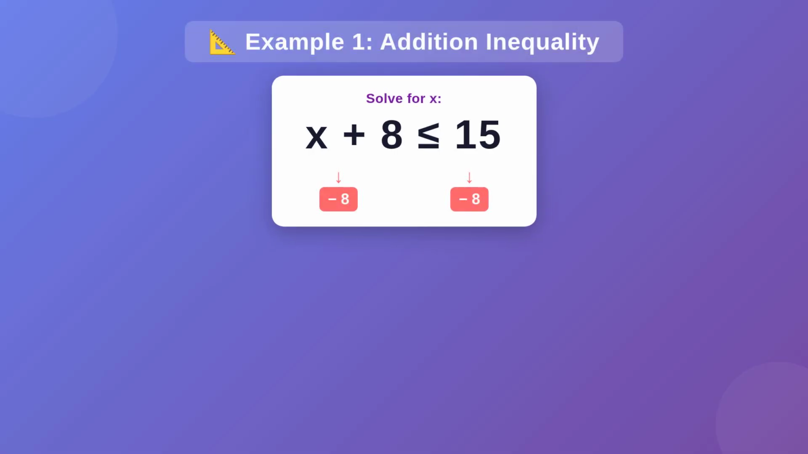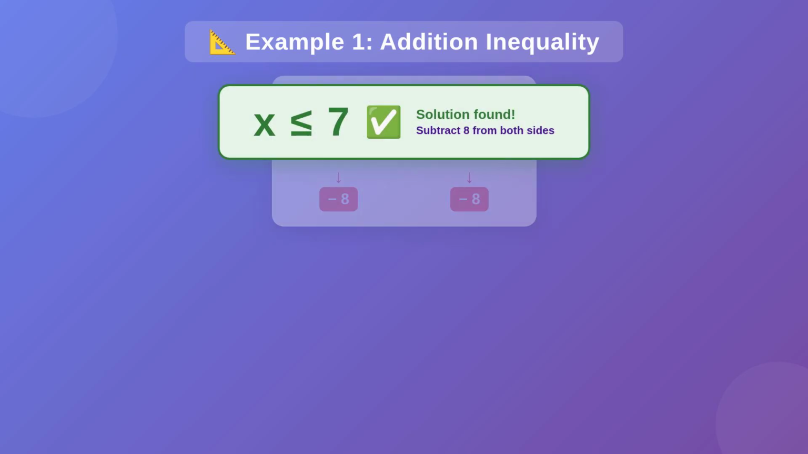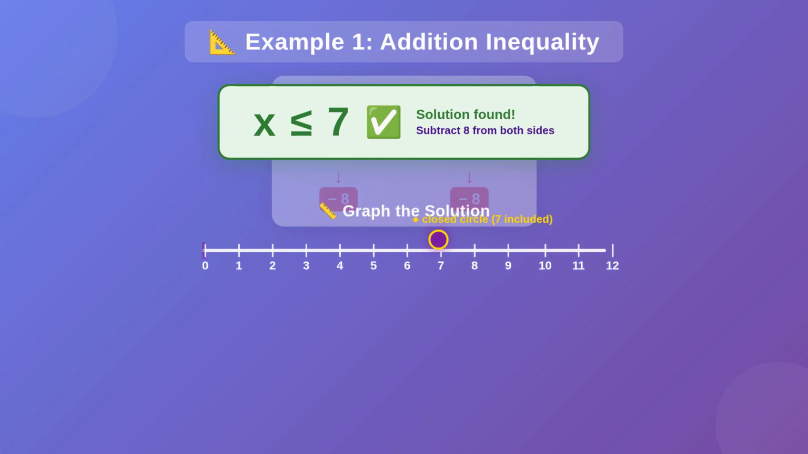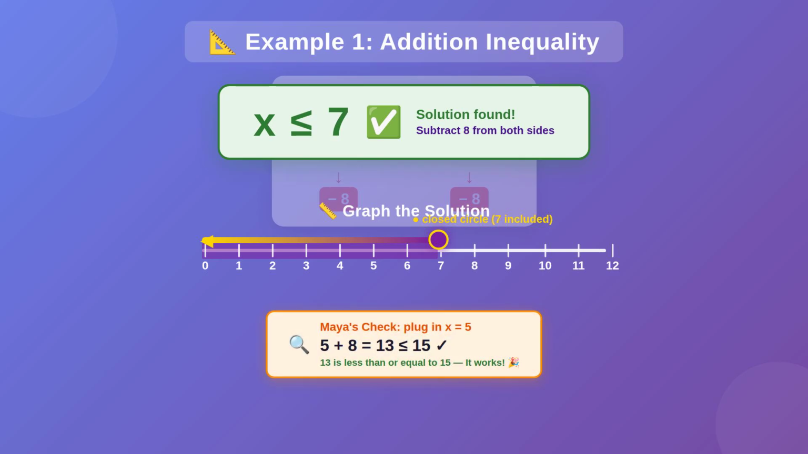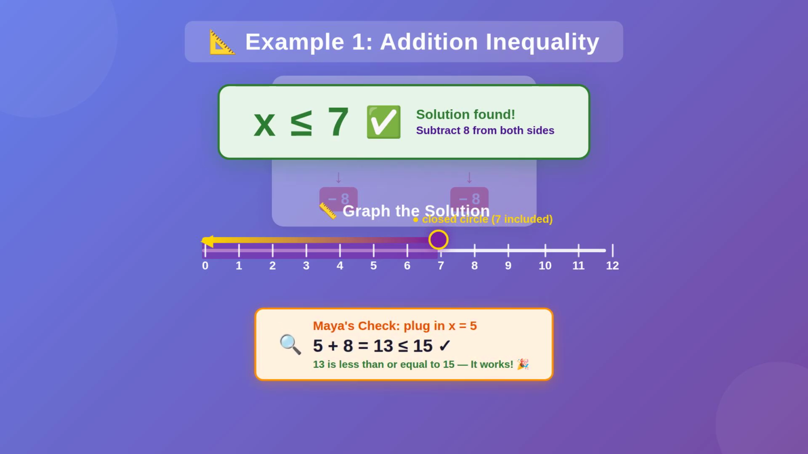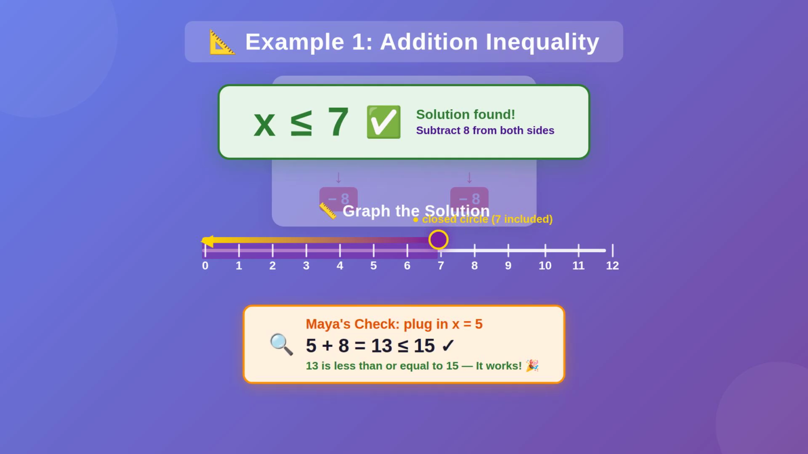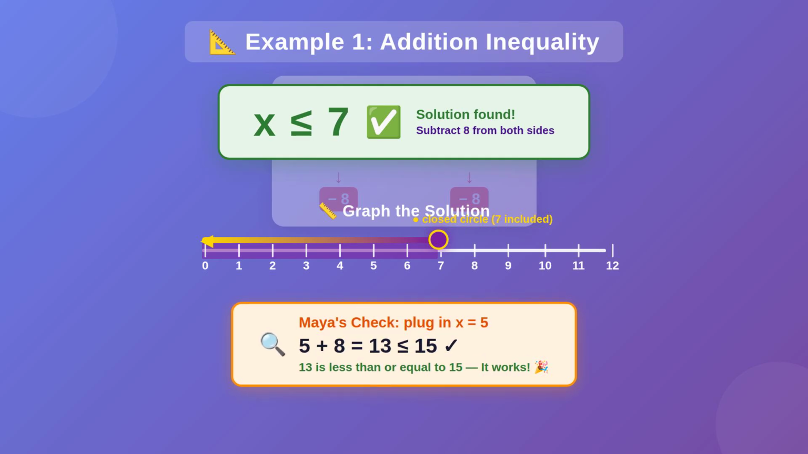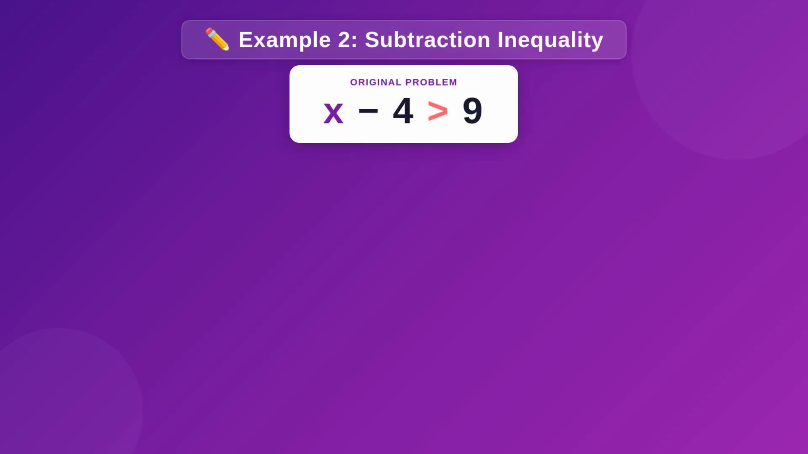Let's work through Maya's first practice problem together. We have x plus 8 is less than or equal to 15. Our goal, get x alone. So we subtract 8 from both sides. On the left, x plus 8 minus 8 leaves us with just x. On the right, 15 minus 8 equals 7. So x is less than or equal to 7. Now we graph it. Closed circle at 7 because 7 is included, and shade the arrow to the left. Maya checked by plugging in 5. 5 plus 8 is 13, which is less than or equal to 15. It works. Let's try a subtraction one.